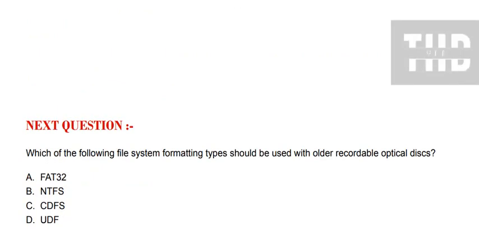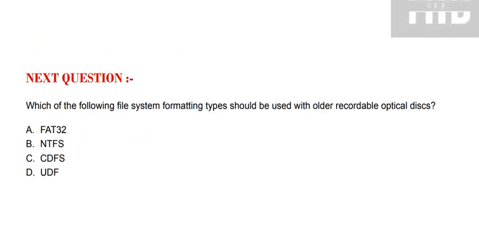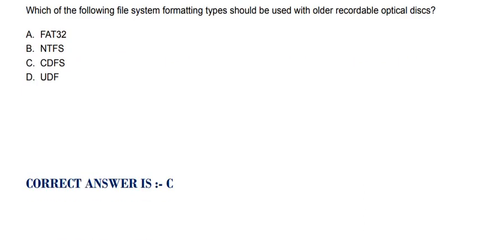Next question is, which of the following file system formatting types should be used with older recordable optical discs? And the options are: option A, FAT32; option B, NTFS; option C, CDFS; and option D, UDF. The correct option is option C.